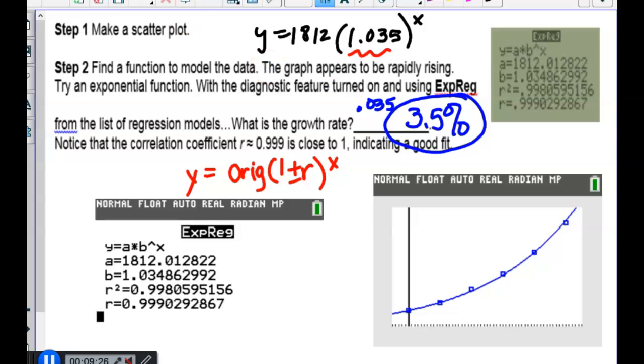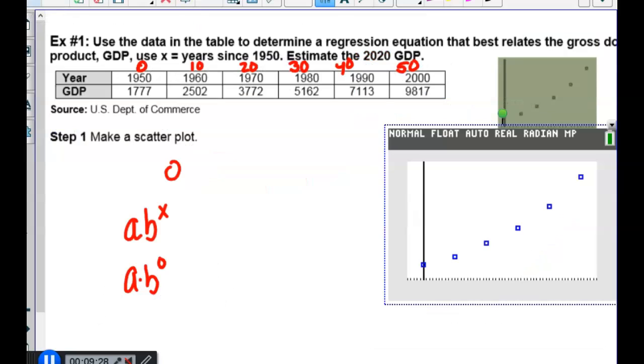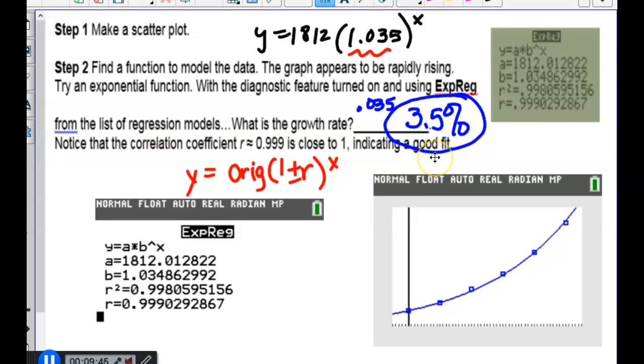All right, let me look back at this just so we can put some context to this question. It says, use the data in the table below to determine a regression equation that best relates the gross domestic product for years since 1950. So it has been growing over this time frame anyway by roughly 3.5%.